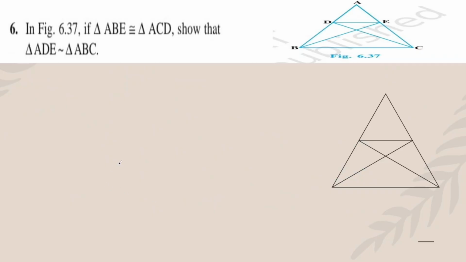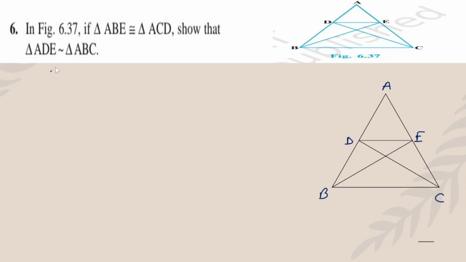Next, question number 6. In figure 6.37, triangle ABE is congruent to triangle ACD. So that triangle ADE is similar to triangle ABC. We have to prove ADE and ABC similar. The figure is drawn here. Whether it is given or not given, we have to draw the figure for these sums. So A, B, C, D, E.